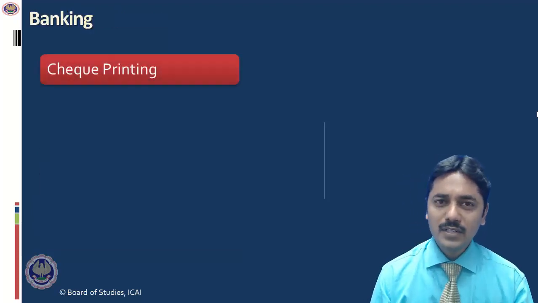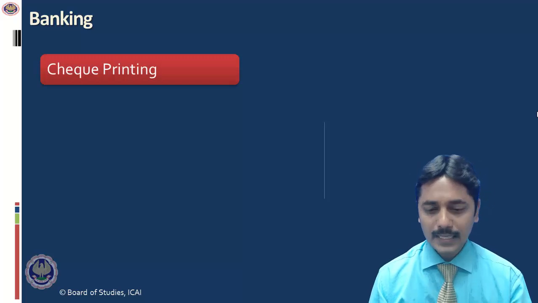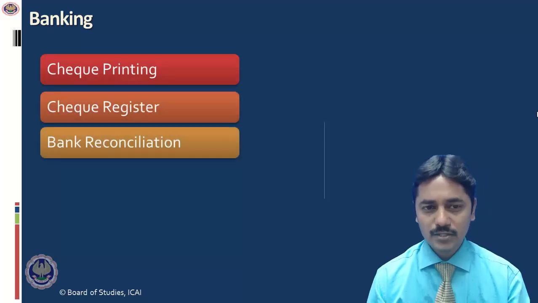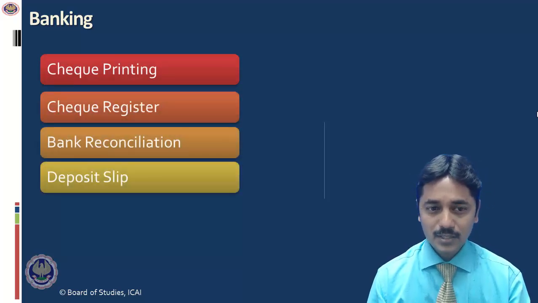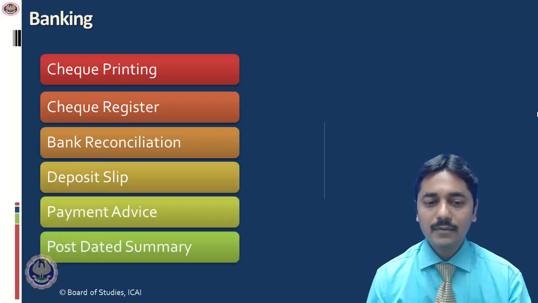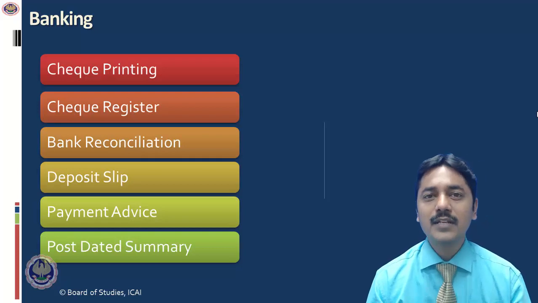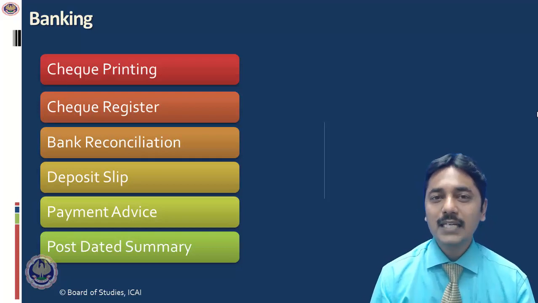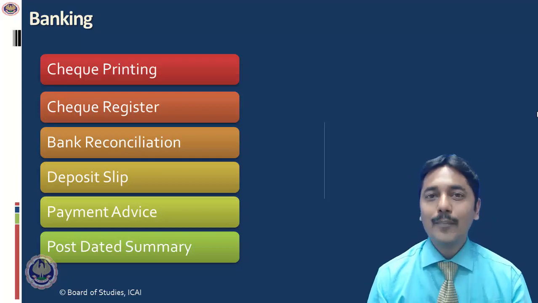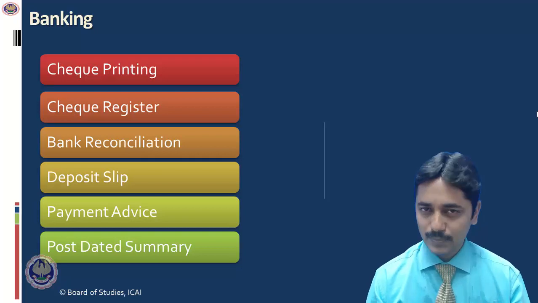After the audit feature, we discussed banking. In banking, cheque printing, cheque register, bank reconciliation, deposit slip, payment advice, and post-dated summary. Payment advice, we have seen that it is a very useful method of letting our supplier know that we have made payment against these purchases.